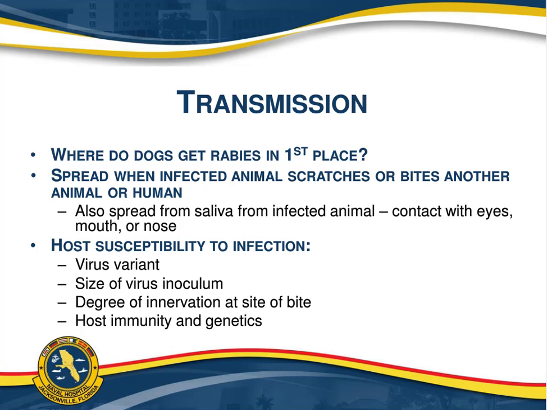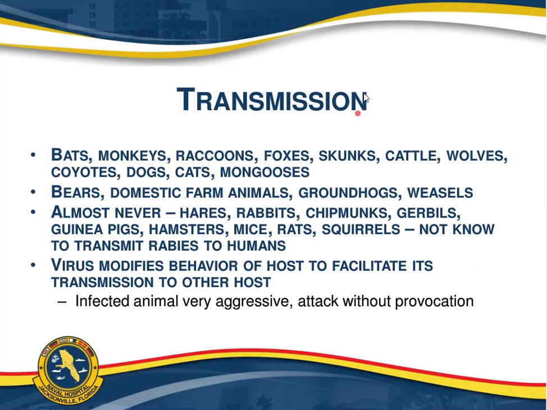Then there's the degree of innervation at the site of the bite. Again, this is not one virus, but multiple different viruses in this family, so there might be more virulent strains, and the virus may have a variant that might infect you. Host immunity and genetics are involved too. Transmission: there are a lot of different animals that can transmit rabies.